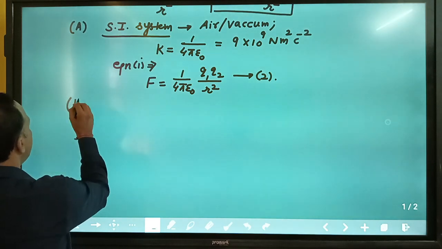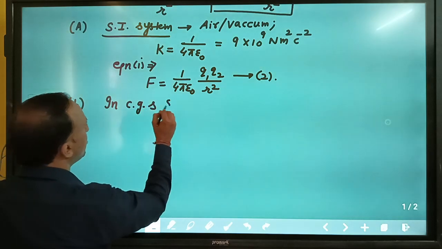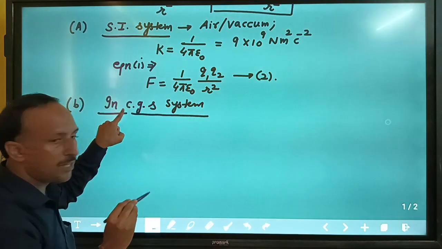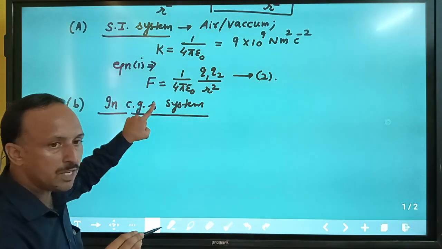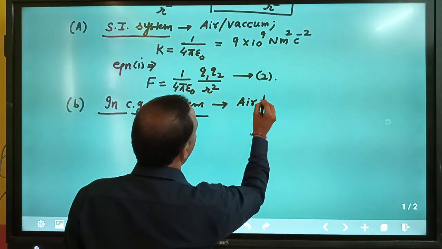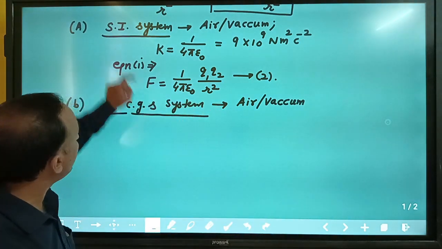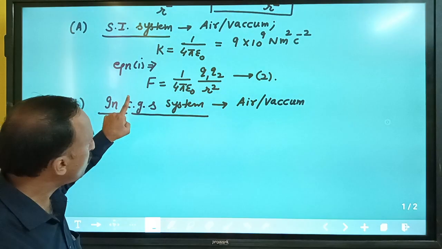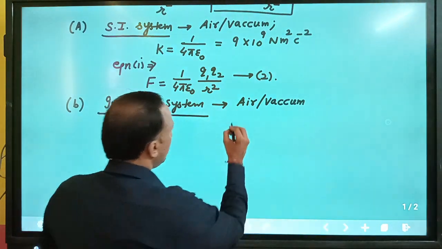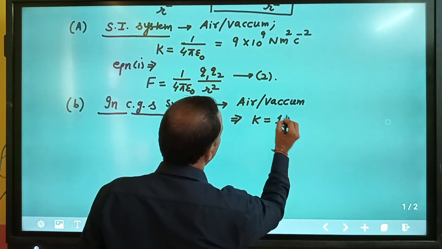In the second case, I am talking about the CGS system. In the CGS system, CGS means length is measured in centimeter, mass is measured in gram, and time is measured in second. And again the two charges are either kept in air or kept in vacuum. Fine, only I am changing the system of units. Earlier it was SI, now it is CGS. So in the CGS system, if I am taking air or vacuum where the charges are kept, then under such a condition, this constant of proportionality is equal to unity.